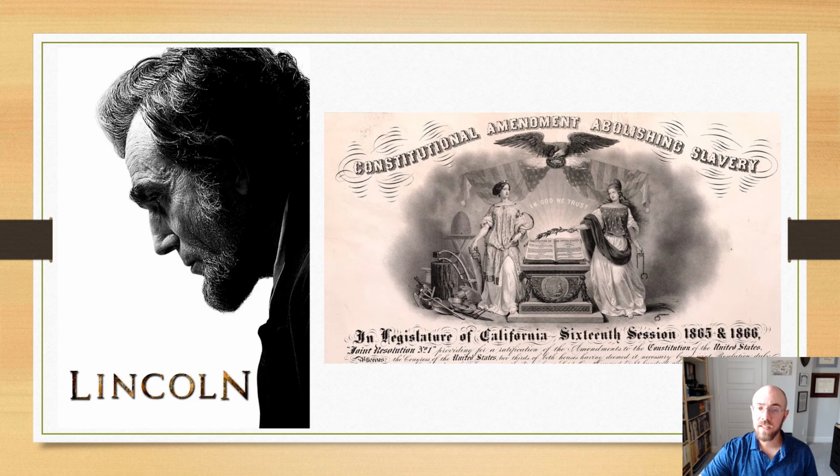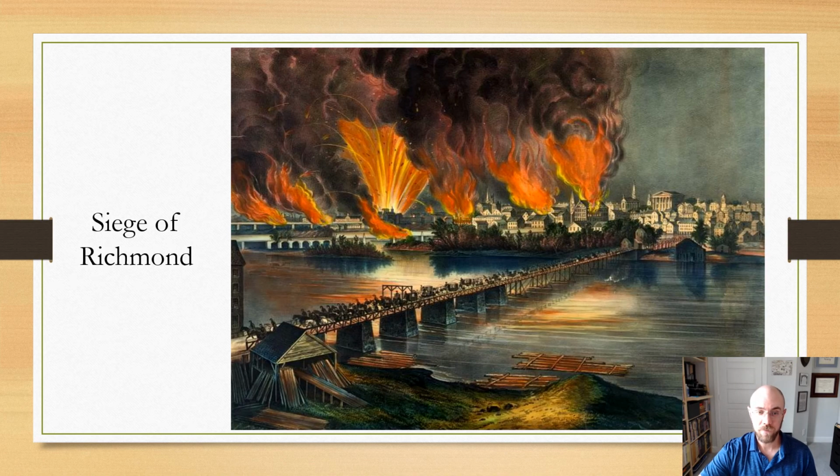Now, after his successful re-election, Lincoln said, okay, we need to get an amendment passed abolishing slavery, this 13th Amendment. So if you ever watch the Lincoln movie, that's what that movie is all about, is getting that amendment passed. The final push to end the war is going to be the siege of the Confederate capital of Richmond.